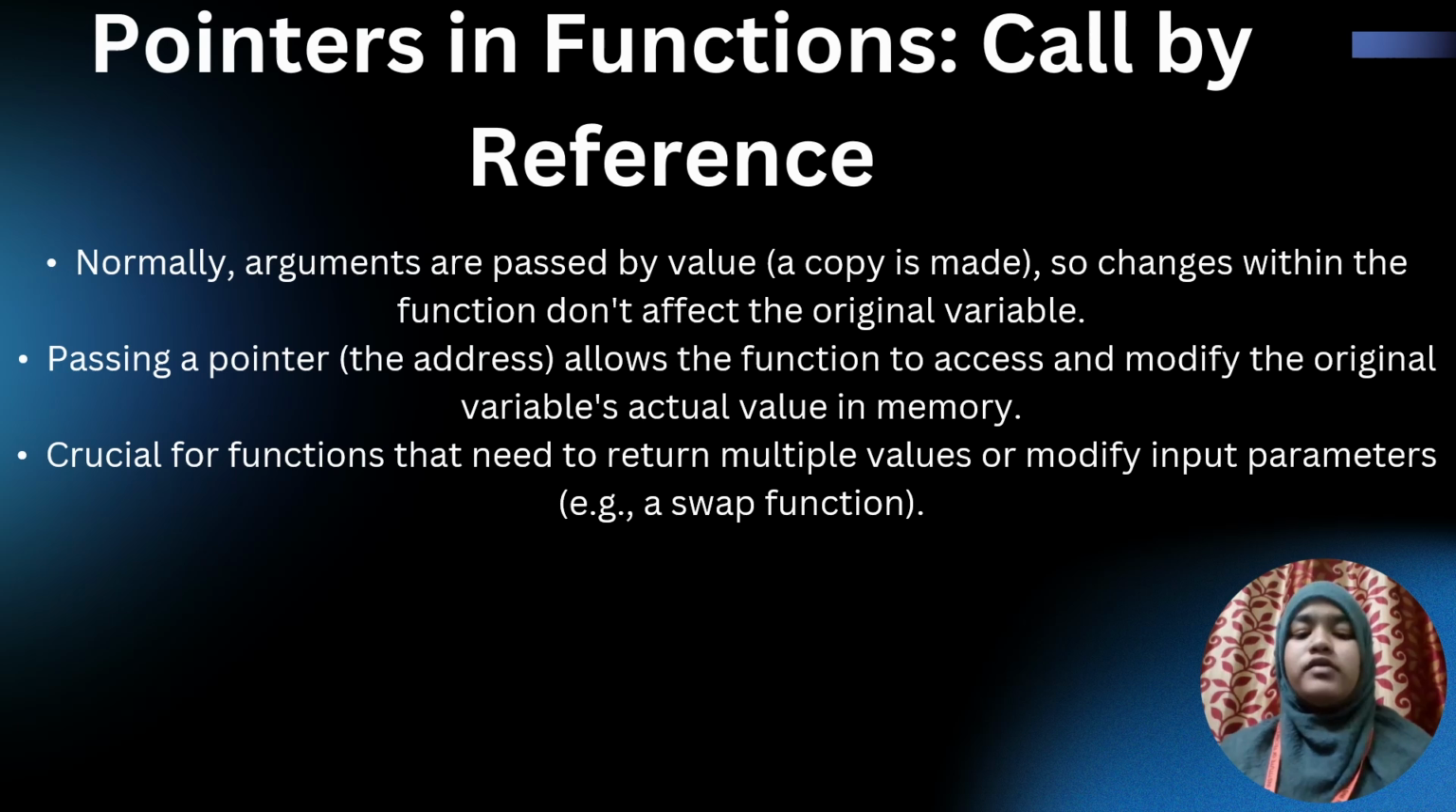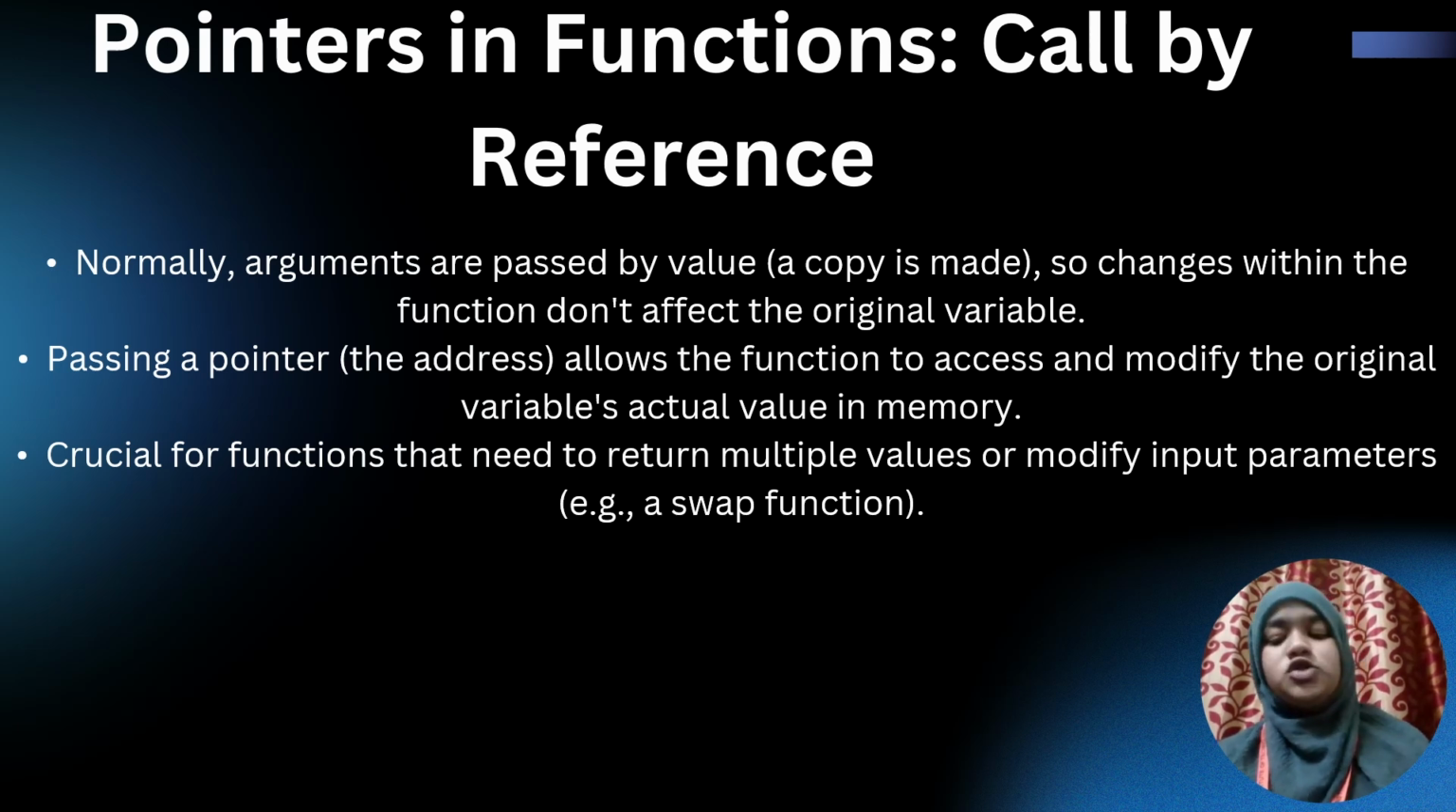Now next, we will see pointers in functions, that is call by reference. This is a key use case. In C, arguments are normally passed by value, meaning functions work on copies. If we want a function to permanently swap two variables, for example, we must pass the addresses of those variables to the function, and define the function to accept those addresses, allowing the function to reach out and modify the original data. This is known as call by reference.